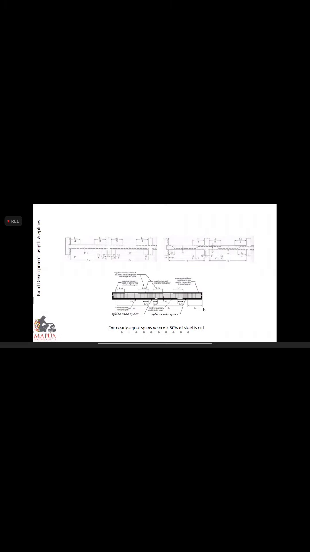Then we refer for the splicing length based on the recommending or governing code specification. Then the standard bend and cutoff points, approximate bend and cutoff points, can be used in continuous beams or in the topic that we're going to discuss soon, one-way slabs, where the following conditions are satisfied.